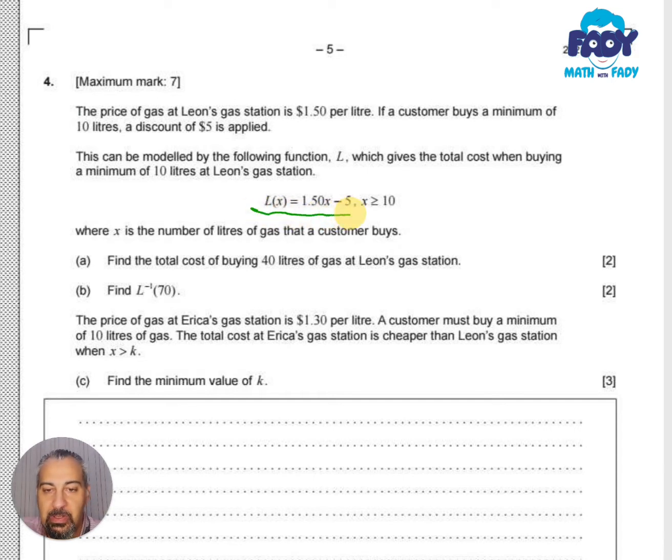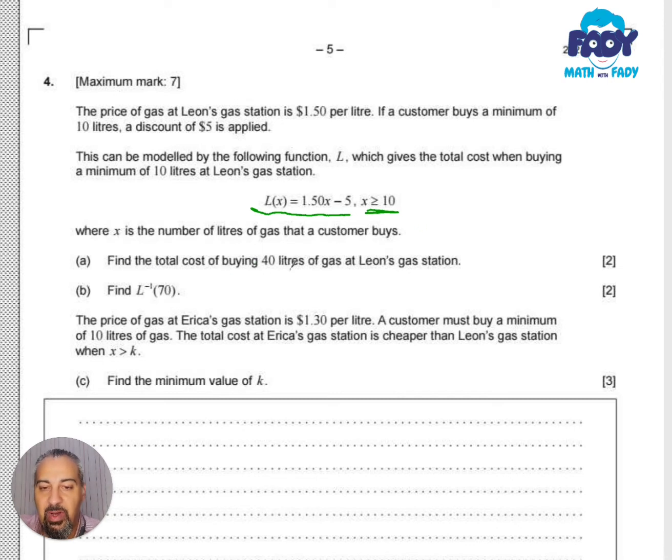So this function here, the customer will buy a minimum of 10 liters and it will give us the cost. So we will plug the amount of liters to get the cost. And here the condition is x is more than or equal to 10, where x is the number of liters of gas that a customer buys.